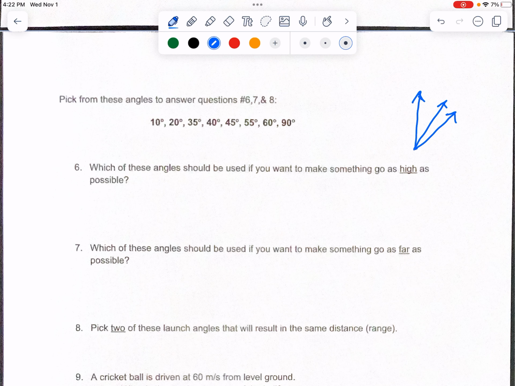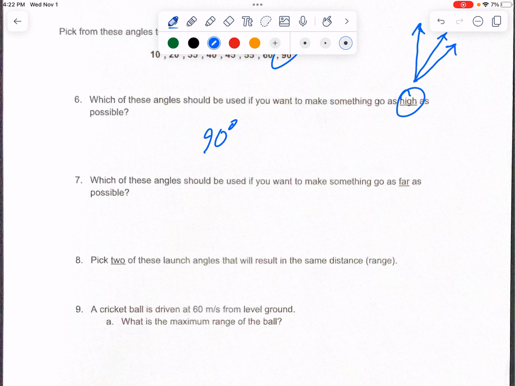So if I want something to go as high as possible, I'm going to pick the one that goes straight up. That's going to be 90 degrees. Okay, just be careful when you read these problems. I asked for how high it is, so sometimes people start reading these questions and they think they know an answer, but that could be an answer for another question, okay? Make sure you're answering the question that I gave you, so make sure you're reading it thoroughly.